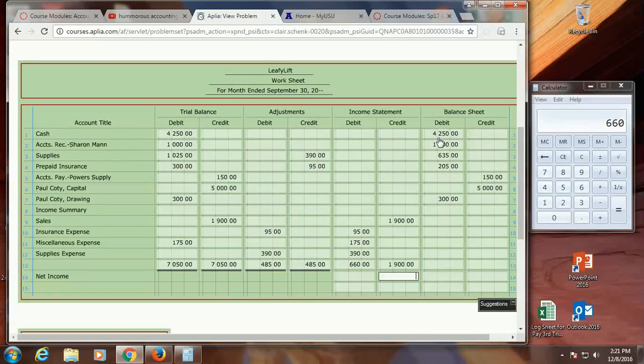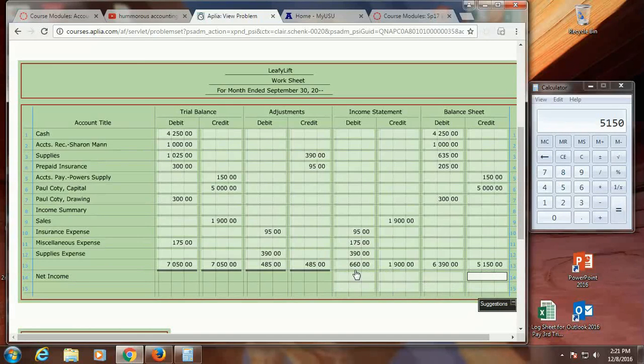And then I'm going to add the debit column of my balance sheet, so this column I'm going to add up. So I'm going to take 4,250 plus the 1,000 plus the 635 plus the 205 plus the 300, and I get 6,390, that column added up. And then I'm going to add up the credit column for the balance sheet, the 150 plus the 5,000, and I get 5,150.